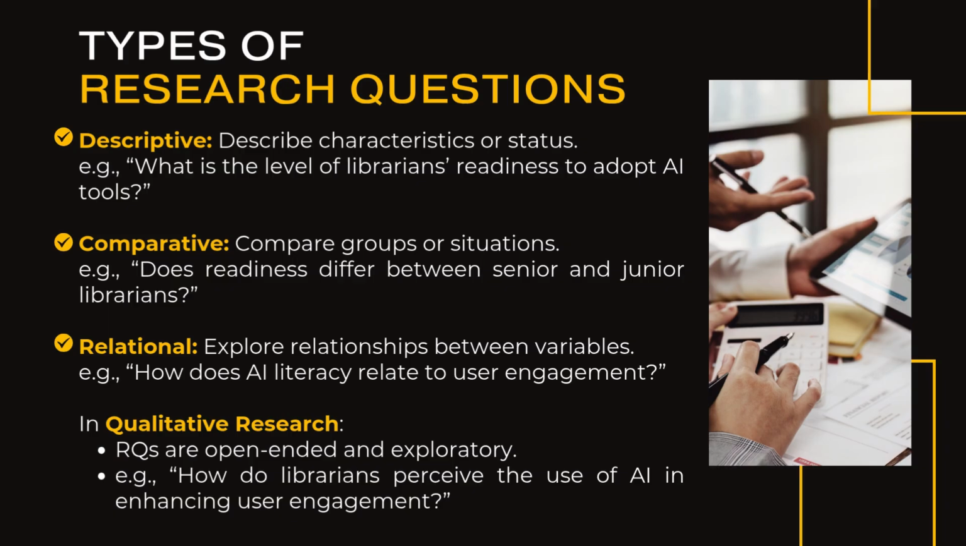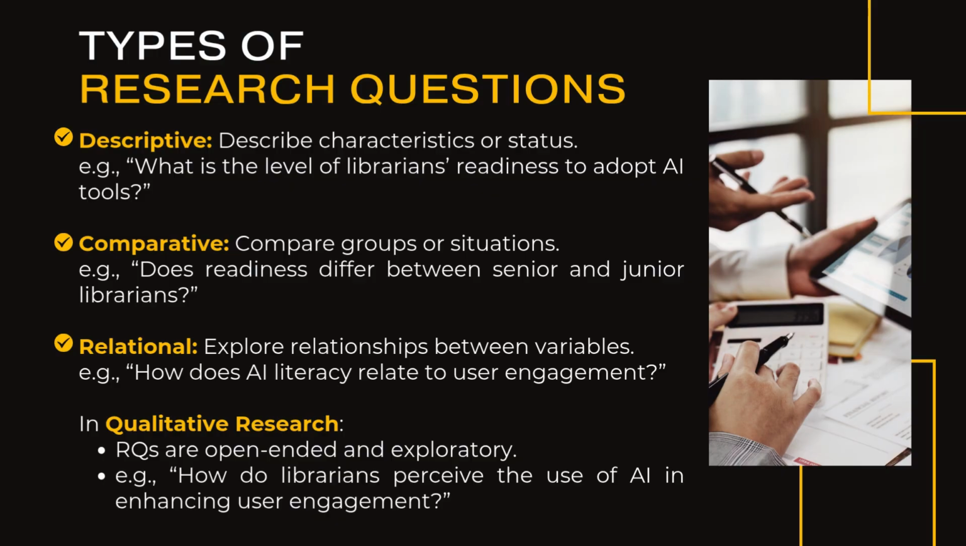It just helps us understand what currently exists. Take a moment and think, what could you describe in your own topic? The second type is a comparative question. Here, we look at differences between groups or situations. For instance, does readiness differ between senior and junior librarians? This kind of question helps highlight variation. It tells us if one group behaves or perceives things differently from another.